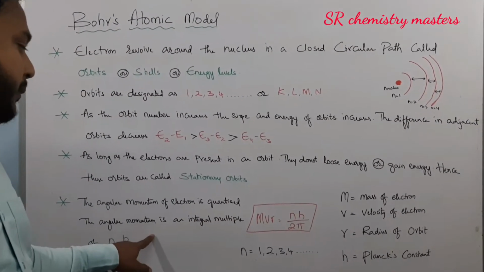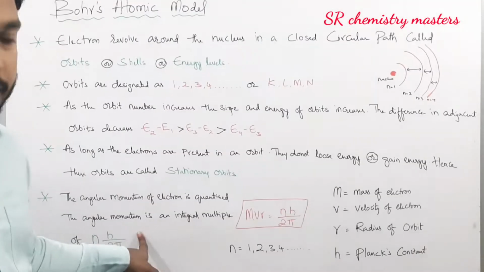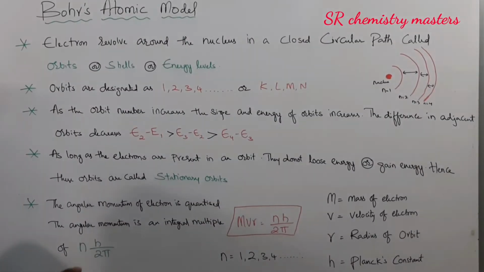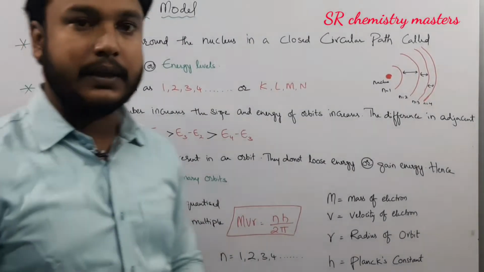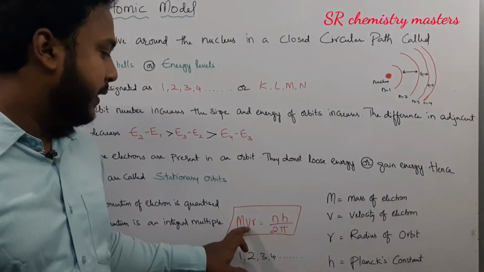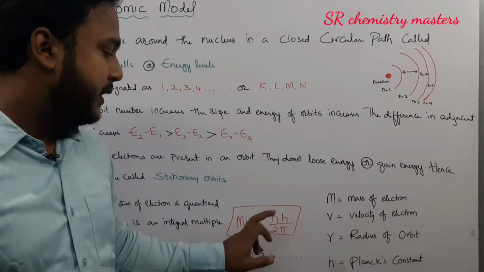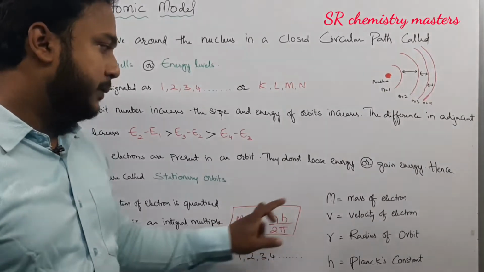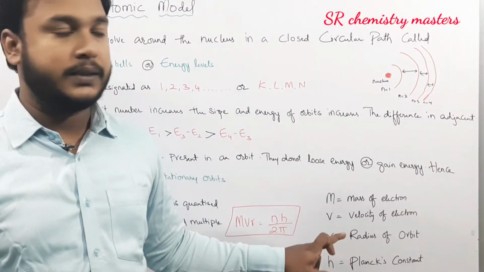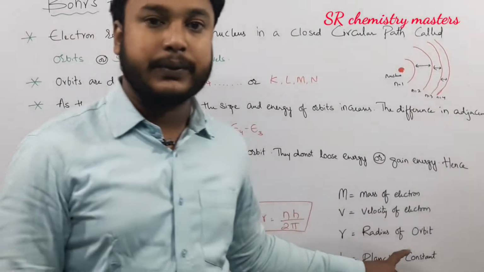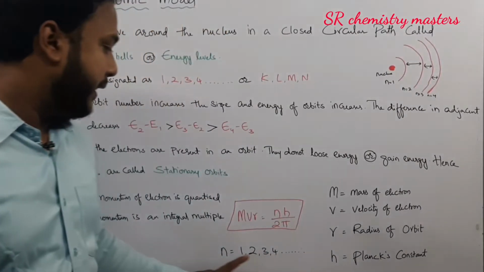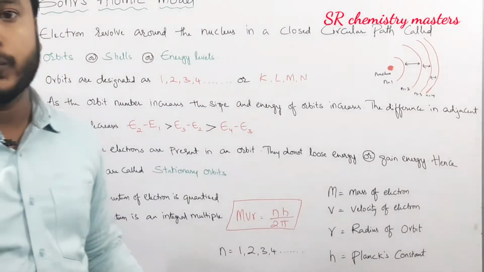The angular momentum is always an integral multiple of h by 2 pi, or else you can say nh by 2 pi. Here we have represented the angular momentum of the electron: mvr is equal to nh by 2 pi. Here m is the mass of the electron, v is the velocity of the electron, r is the radius of the orbit in which the electron is revolving, h is Planck's constant, and n is an integer 1, 2, 3, 4 and so on.